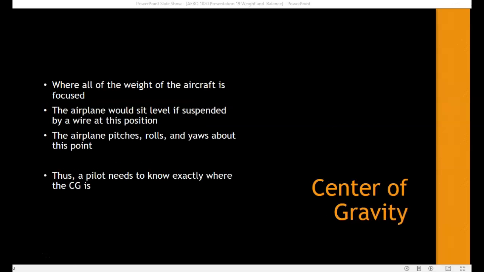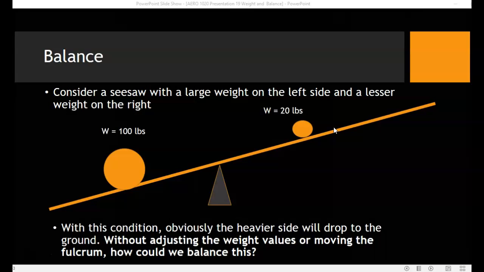The center of gravity is where the weight of the aircraft is concentrated or focused. If you were to suspend an aircraft from the center of gravity, it would balance perfectly. It's important for the pilot to know where the CG is because the airplane pitches, rolls, and yaws around the center of gravity. Think about a seesaw with a heavy weight on the left and a lighter weight on the right. In this condition, the heavier weight is going to drop to the ground. The weight is not balanced on either side of the fulcrum.